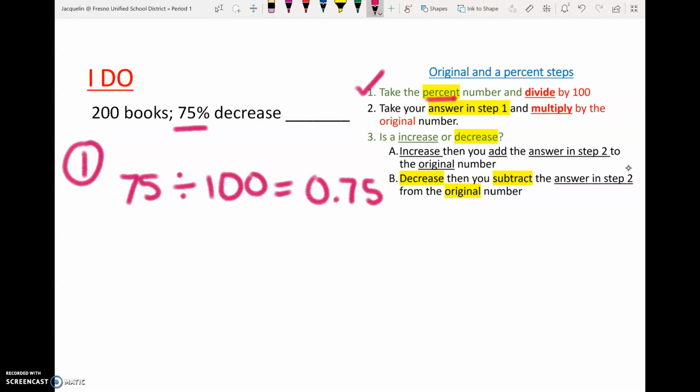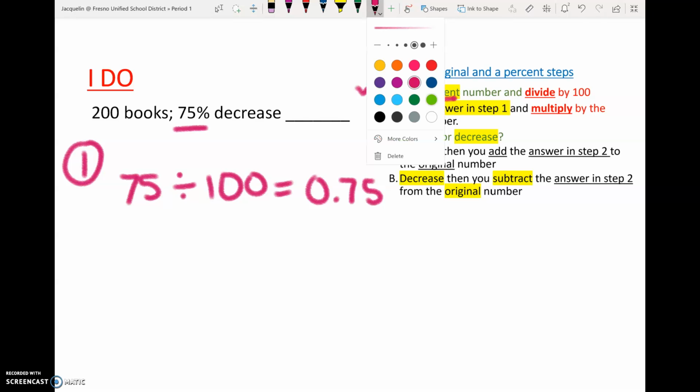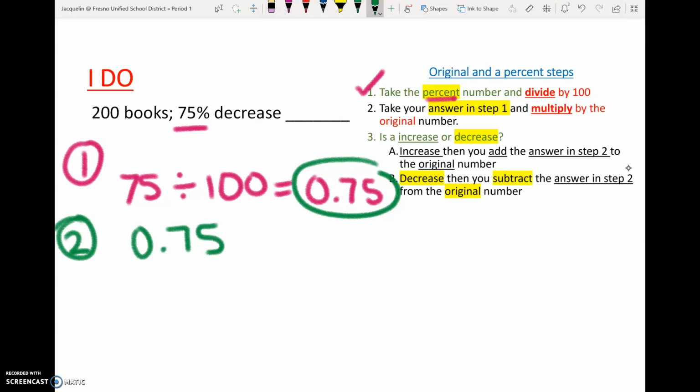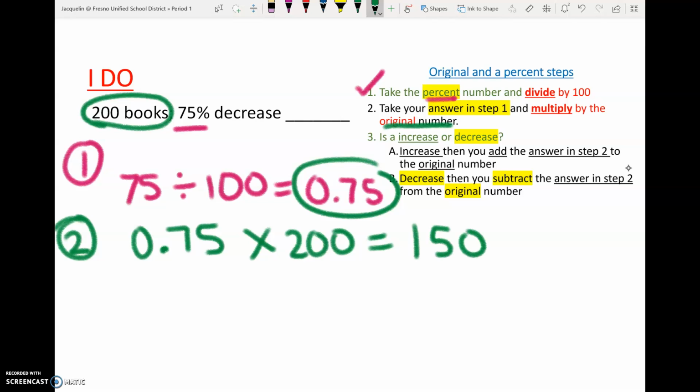Step 1 is done. Now I'm going to take step 2. It says take your answer in step 1, which is this one here, 0.75. And I'm going to multiply it by the original number, which is 200 books. You guys have a calculator, so you guys could use this. This is going to be 150.